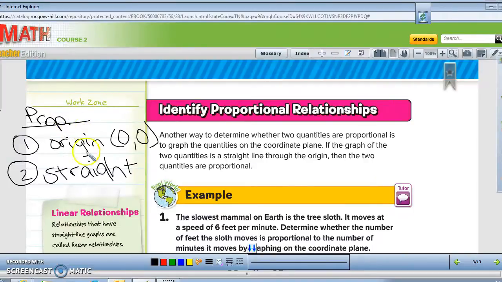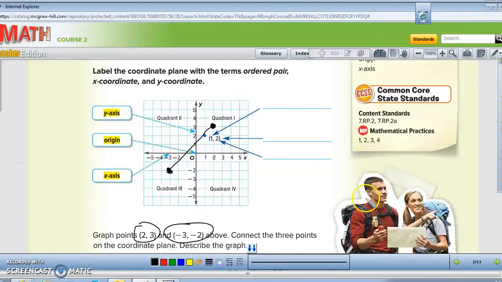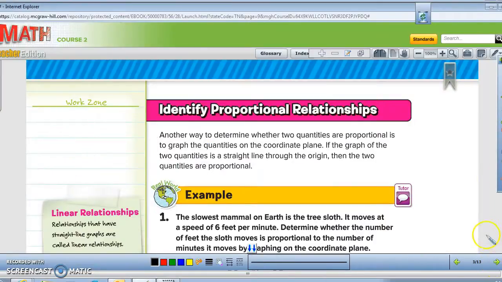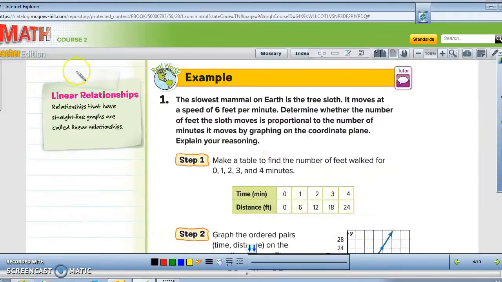If you haven't taken a second to write this down, write this down. Because this is going back to, is it proportional or not proportional? I want you to know how to tell if it's proportional or not. So real quick, origin, we didn't talk about that word. The origin's right here, right in the middle. It's the point 0, 0.